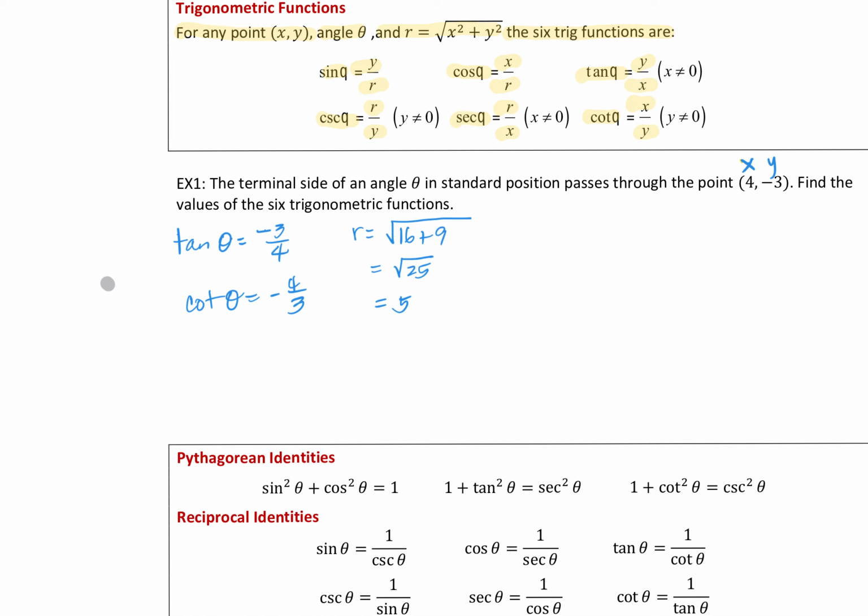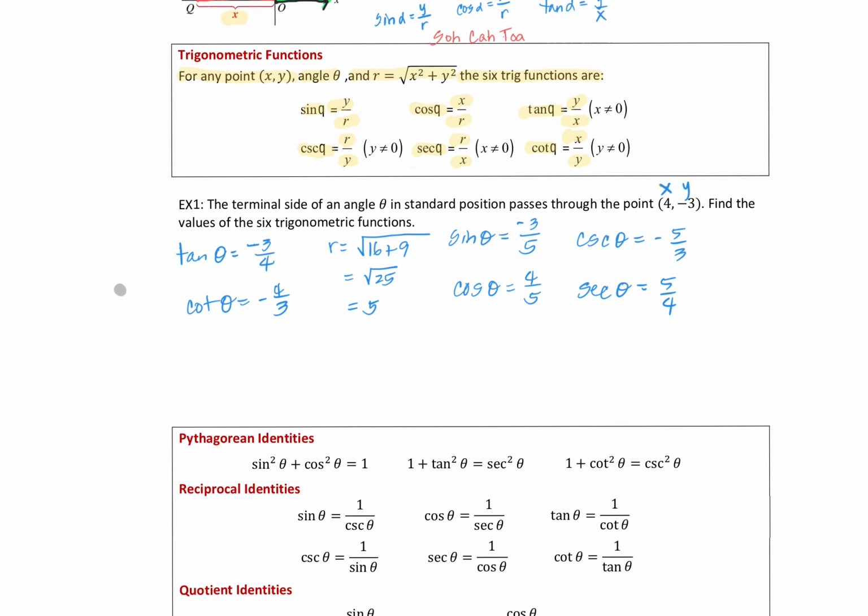So we have tangent, we have cotangent, I can get sine. So sine is going to be the y, which is -3, over the r, which is 5. I can get cosine. Cosine is going to be x over r, so 4 over 5. And once I have sine, I have its reciprocal cosecant. All I have to do here is flip to get -5 over 3. And then, meant to write secant. Flip cosine, you get 5 over 4.